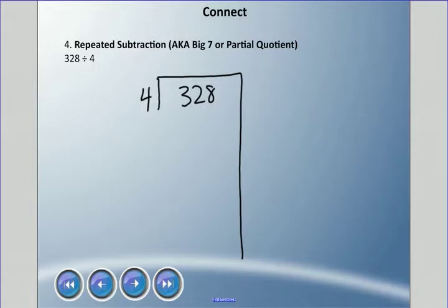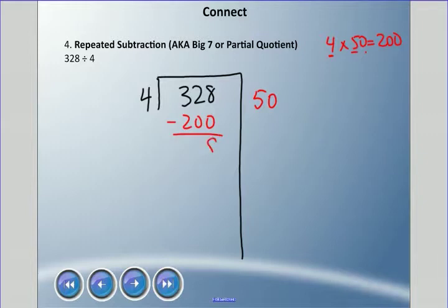Now 4 times 50, if I don't know what to do, well, what's half of 100? 50 is half of 100. 4 times 50 is 200. So I'm going to subtract my 200.